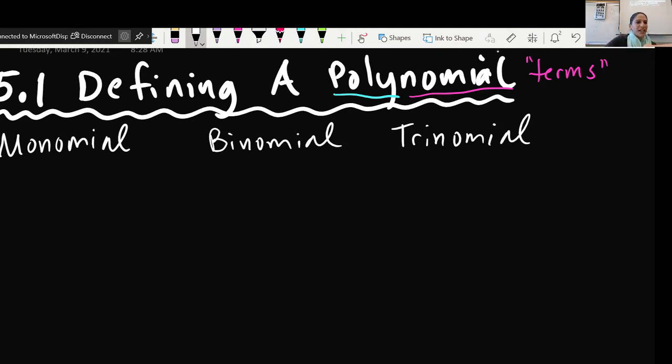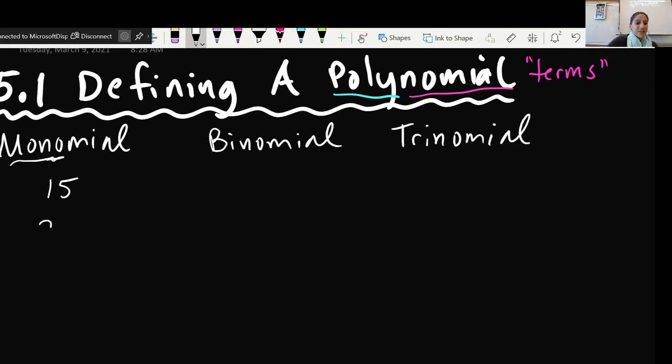So just by looking at it, any idea as to what the prefix, you know what prefix means, right? You've learned about prefixes in English. What's the prefix mono? You can just call it out. It means one, so that's when we have one term. So I'll show you an example. If we have something like, well, just a whole number, like if we had the number 15, that would be an example of a monomial.